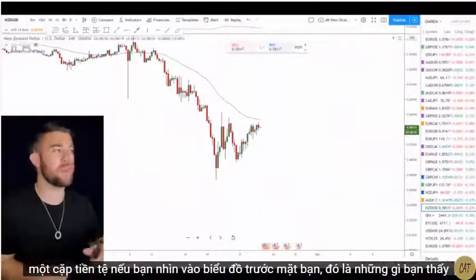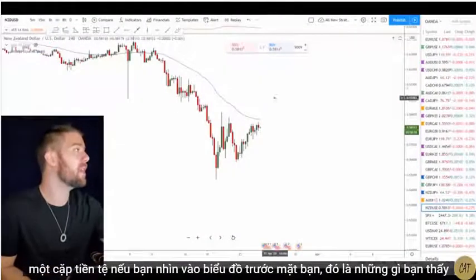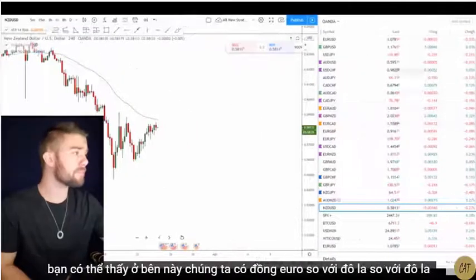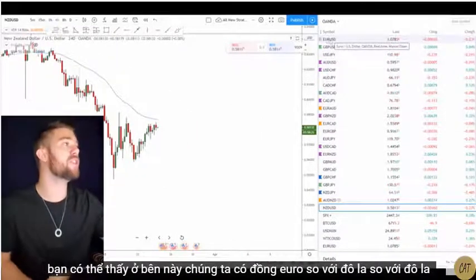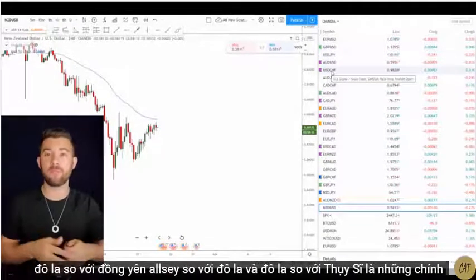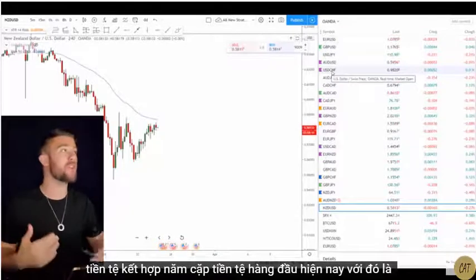A currency pair, if you look on the chart in front of you, is what you see to the far right edge. I will actually make this a little bit bigger so you can see it. As you can see on the side here, we have euro versus dollar, pound versus dollar, dollar versus yen, Aussie versus dollar, and dollar versus Swiss.